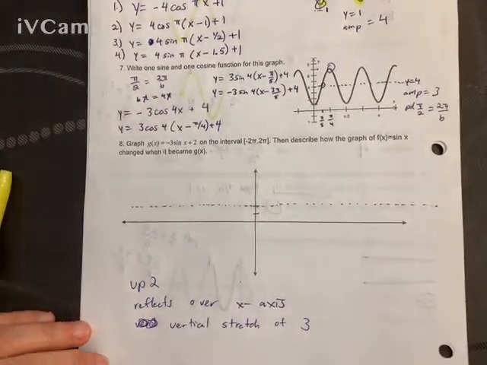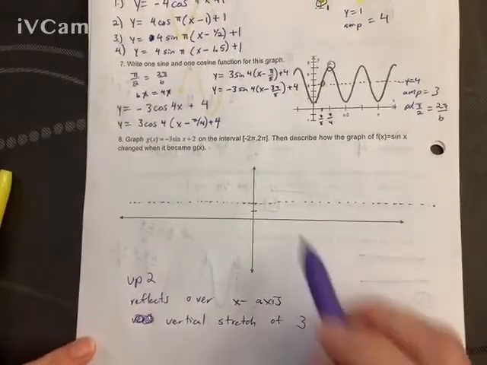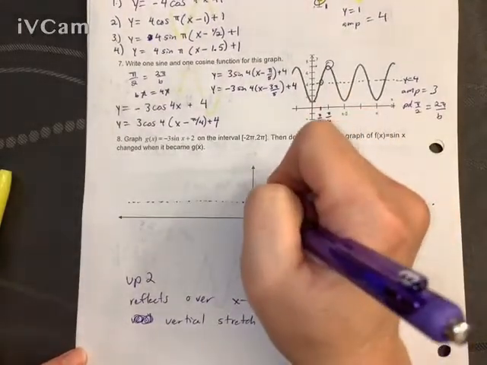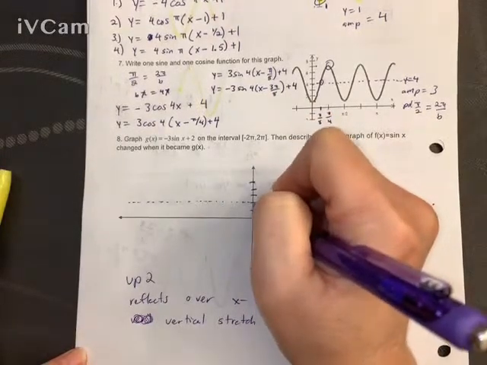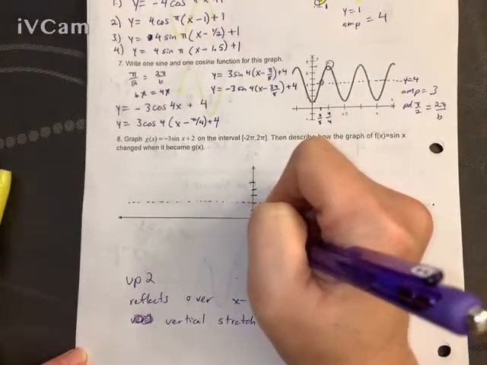A vertical stretch of 3. So when I have a vertical stretch, what I like to do is I go from the midline. I like to go up that amount, 1, 2, 3, and down 1, 2, 3.